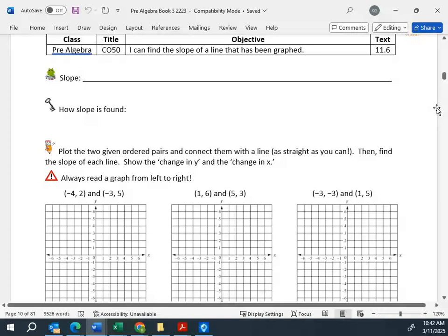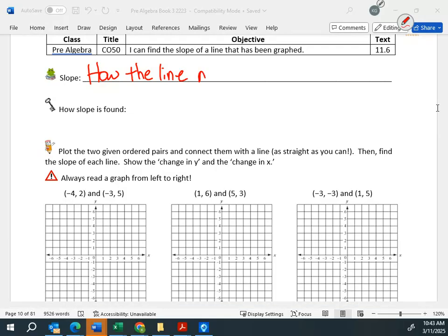Good morning. Today we are working on CO50. I can find the slope of a line that has been graphed. So we need to know what a slope is in order to be able to find it. So a slope is how the line moves across the coordinate plane.